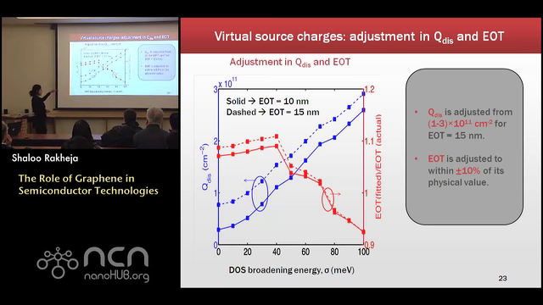So Q-dis, which is the disorder-related charges, versus the broadening in the density of states. If you look at the dashed line, that is for an equivalent oxide thickness of 15 nanometer, and we see that the disorder-related charges were fixed between 1 to 3 times 10 to the power 11 per centimeter square. And the EOT was adjusted within plus minus 10% of its physical value. So we have sufficient confidence in our compact models that we are using for charges. We did a very comprehensive least square curve fitting analysis to come to this particular result. So I think it gives us a lot of confidence in what we are doing.